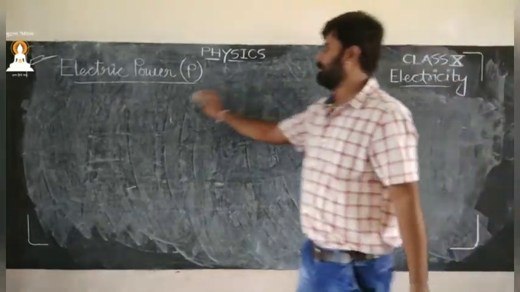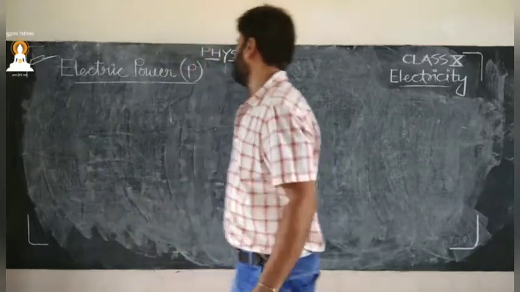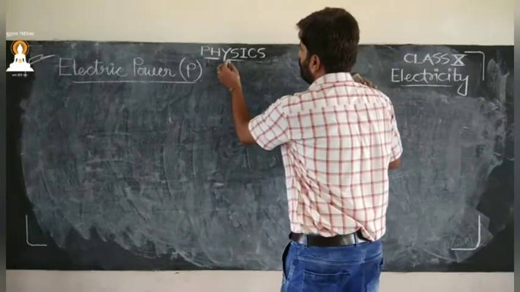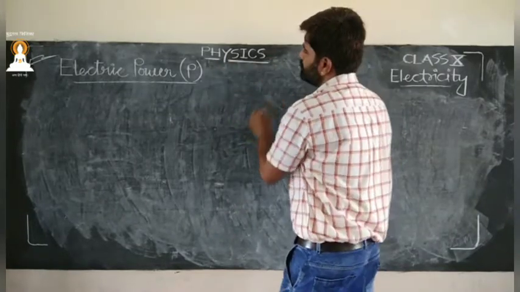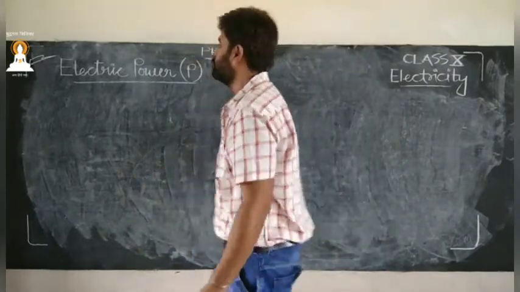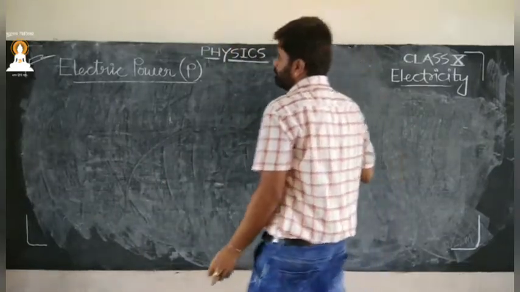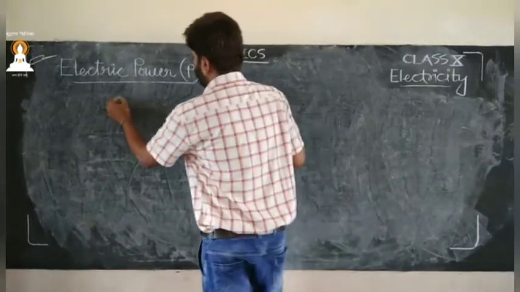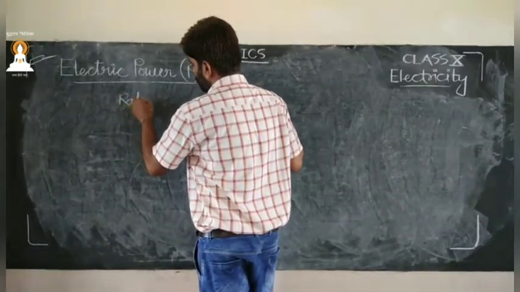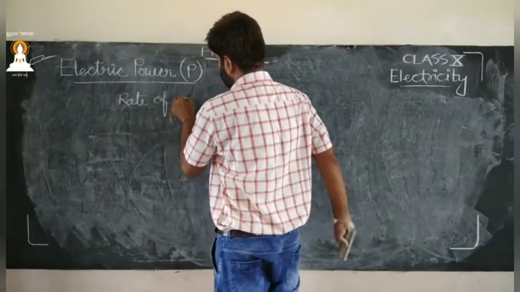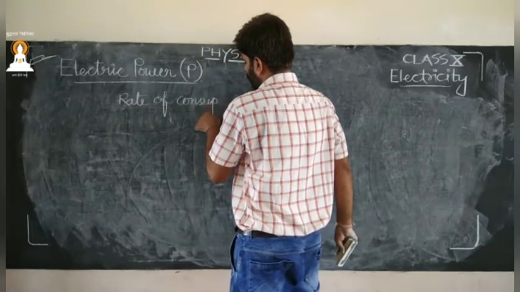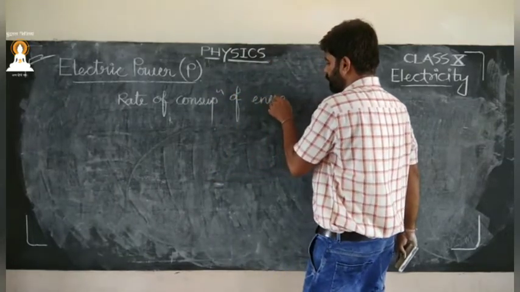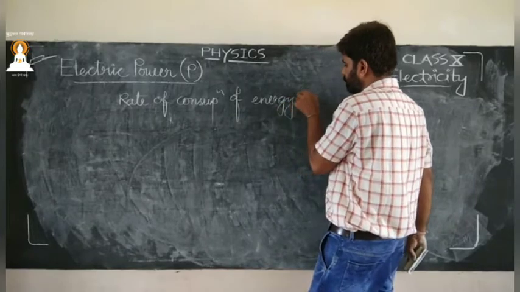Okay, so next and the last topic is electric power. So what is electric power? See, simple, power is nothing but the rate of doing work. In our mechanics we used to say power is the rate of doing work. So electric power is nothing but the rate of consumption of energy.